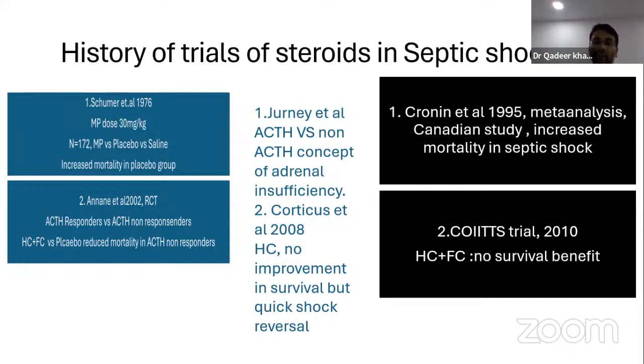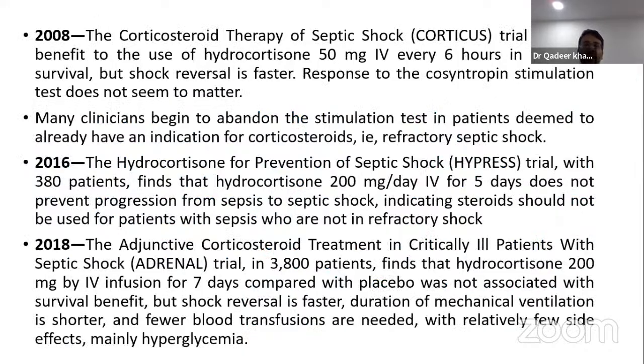Again, the Journey et al. trial showed cortisol administration based on ACTH responders versus non-responders, on the basis of relative adrenal insufficiency. CORTICUS was a large trial conducted in 2008 with administration of hydrocortisone. It showed no improvement in survival, but there was a quick shock reversal. As I told, this was a major trial. They administered 50 mg of IV steroid every 6 hours. Shock reversal was there. And in this trial, response to the cosyntropin stimulation test does not seem to matter, because it was difficult to conduct the cosyntropin test in all those patients.